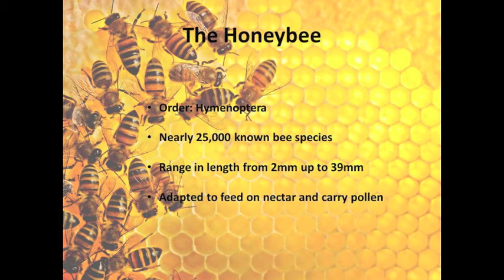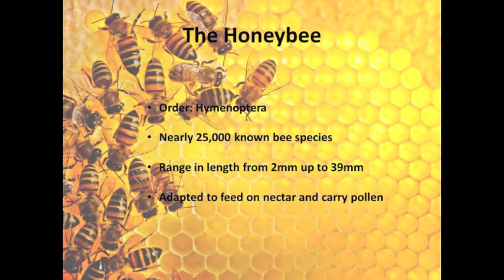Bees are a part of the Hymenoptera order, known for their membranous wings, which is the third largest order of insects, comprised of sawflies, wasps, bees, and ants. There are nearly 25,000 known species of bees, divided into 4,000 genera and 9 families.